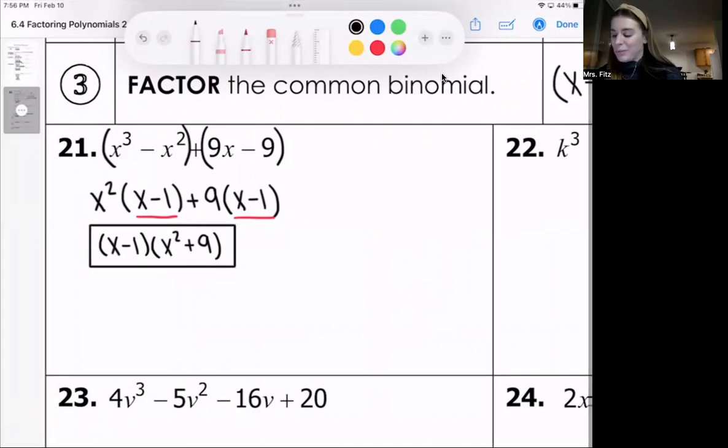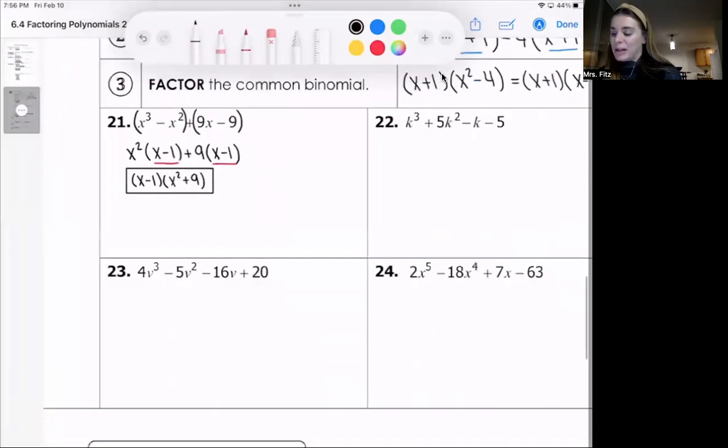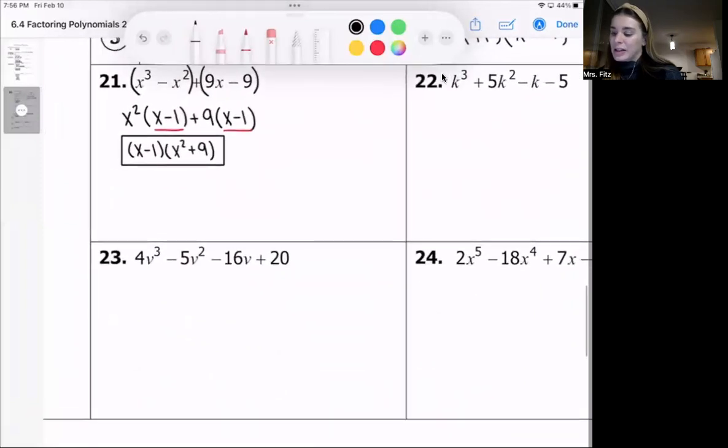All right, let's do one more factoring by grouping, and then you're on your own. All right, so this one, once again, we're going to group the first 2 terms, which are 4v cubed minus 5v squared. We're also going to group 16v and 20.